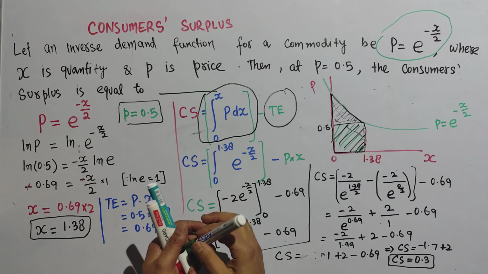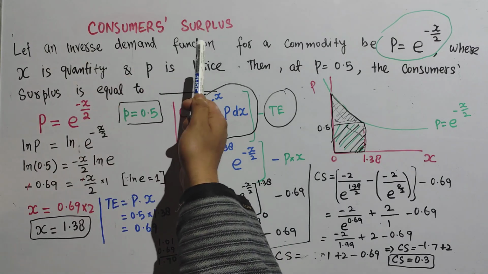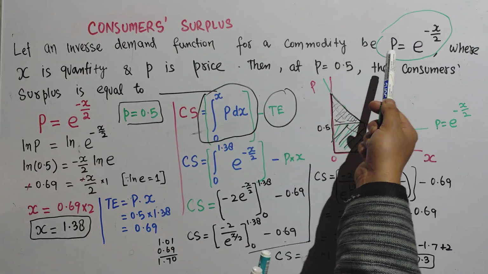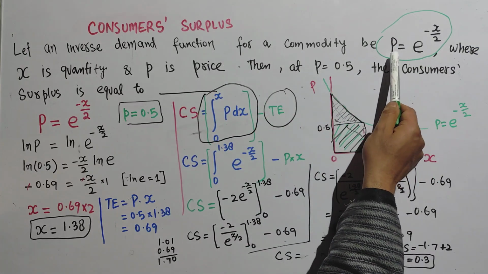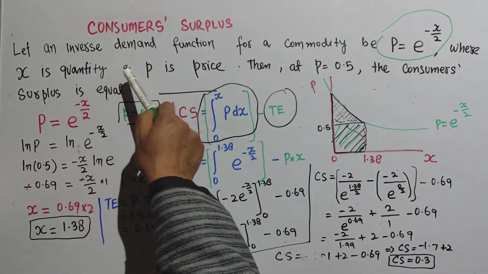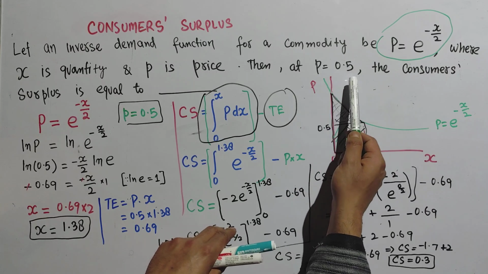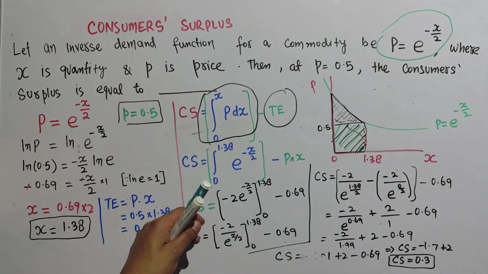Let us solve a question on consumer surplus. The question is, let an inverse demand function for a commodity B be given as P is equal to e raised to the power minus x upon 2, where x is the quantity and P is the price. Then when price is equal to 0.5, the consumer surplus is equal to, we need to find out.